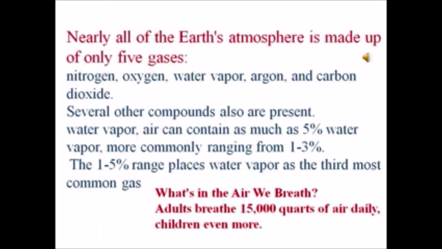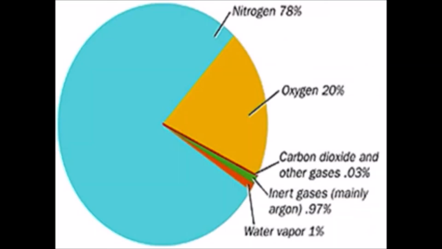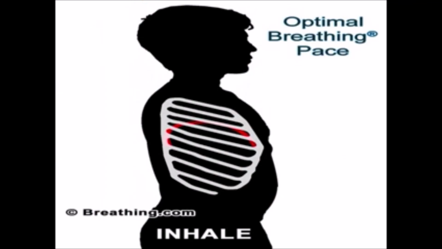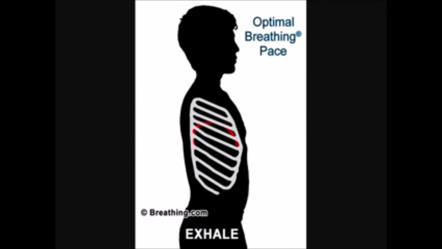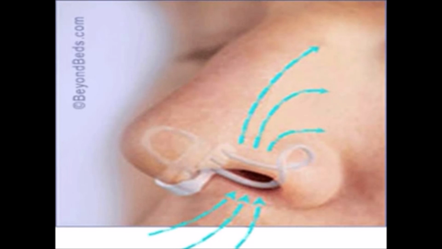Nearly all of the Earth's atmosphere is made up of only 5 gases: nitrogen, oxygen, water vapor, argon, and carbon dioxide. Several other components also are present. Water vapor. Air can contain as much as 5% water vapor, more commonly ranging from 1 to 3%. The 1 to 5% range places water vapor as the third most common gas.